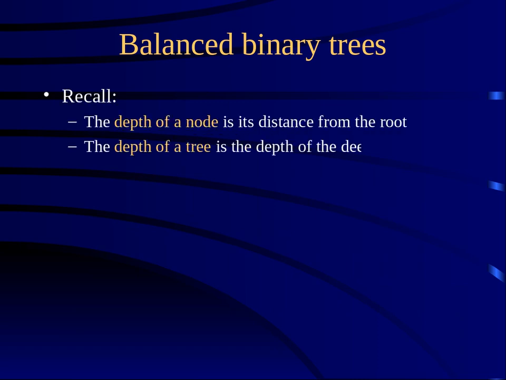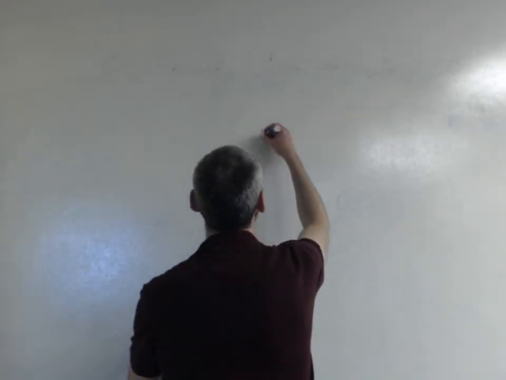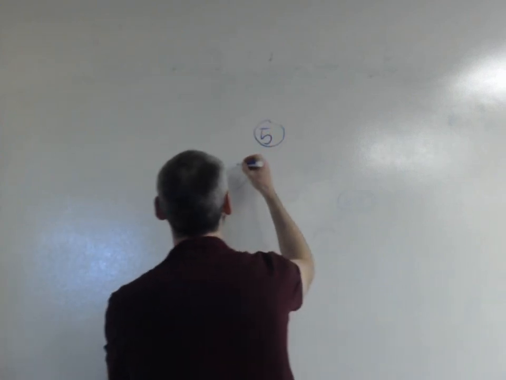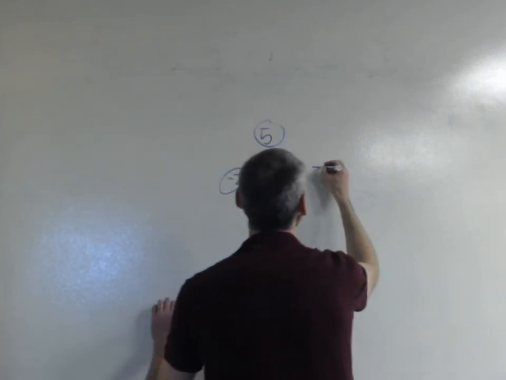Balanced binary tree. All right, recall the depth of a node is the distance from the root node. Oh wait, why did I erase this? Ooh, I can still see it, because it never really erases from the wall.